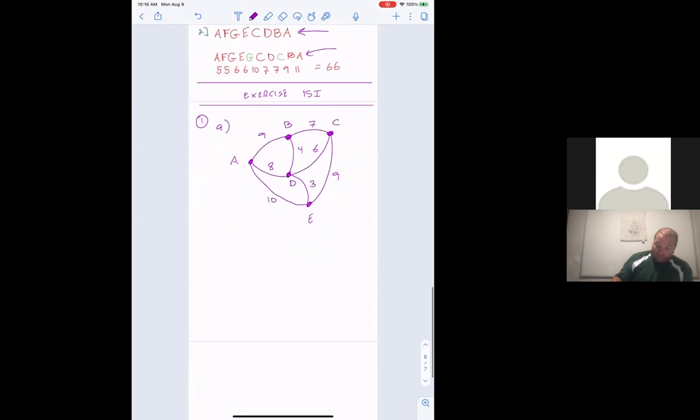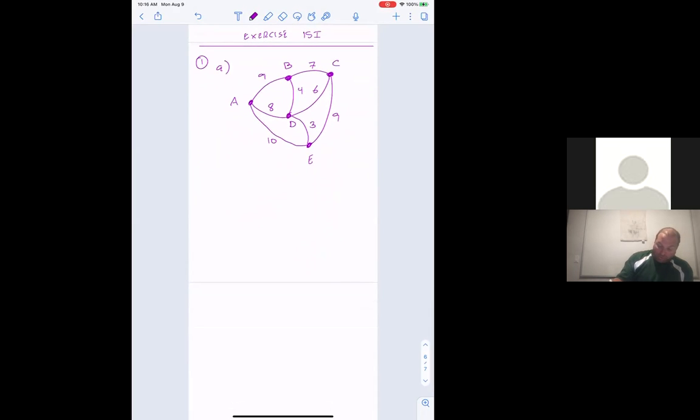Okay, so the first thing we're going to do is make our table of least weights. We have A, B, C, D, and E. And again, you should be doing this yourself before just looking at my answers. So those are the easy ones. A to B directly is 9. I don't see anything beating that. A to C.